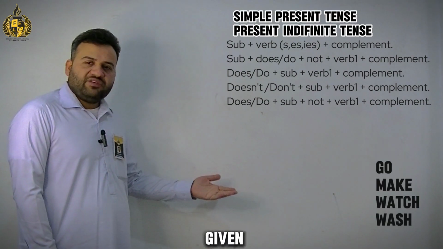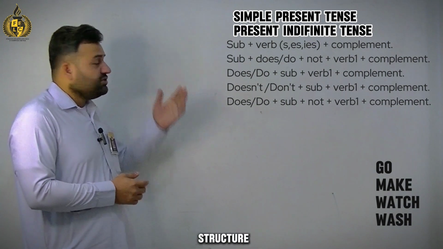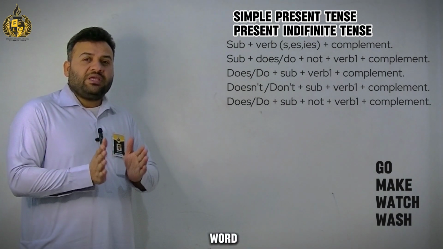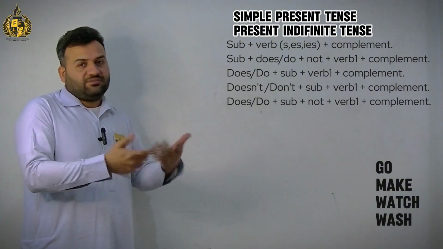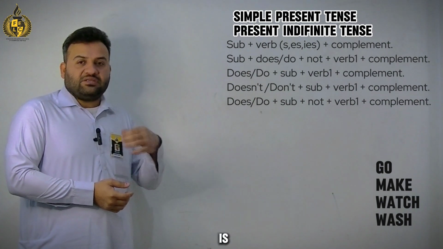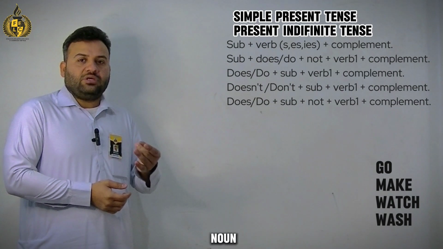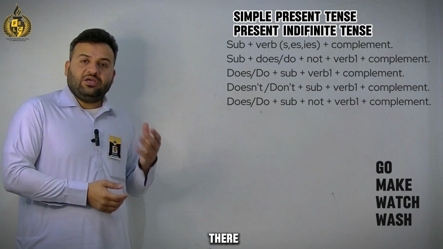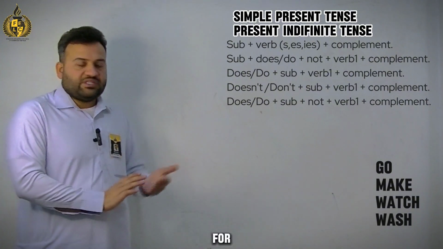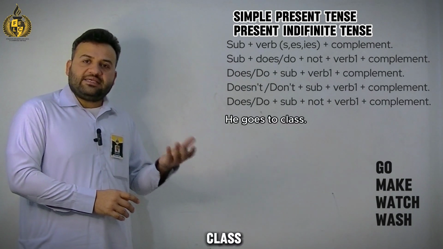Some of the verbs are given here, so let's use these verbs in the positive structure. In the positive structure, you can also see that first we have to use the subject, then the verb, and the verb in the bracket S and ES, IES, right? It will be added if the subject is singular, like he, she, it, and a singular noun. If these subjects are there, then the verb must take S, ES or IES. For example, the first verb is go. So, he goes to class.